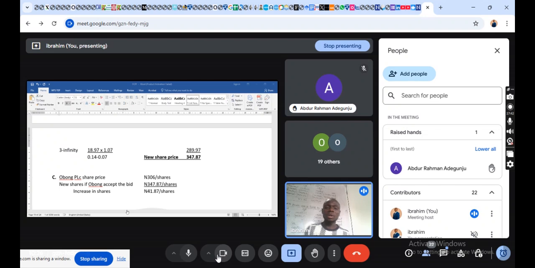Let's match together. I need to know what your value is. The value of NextGen as of today is 306 naira per share. Now, if we want to merge with the other company, it will be 347 point this. What will be the increase? The increase is this, so I will definitely accept the bid.